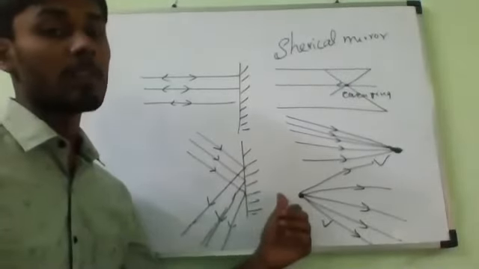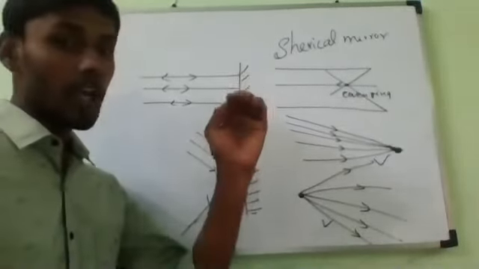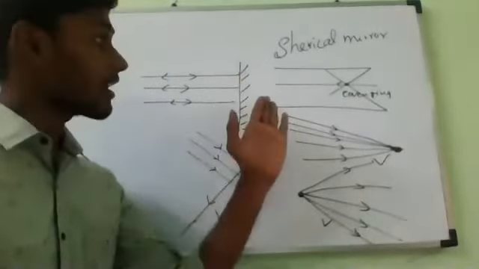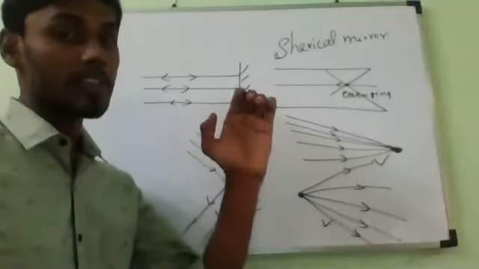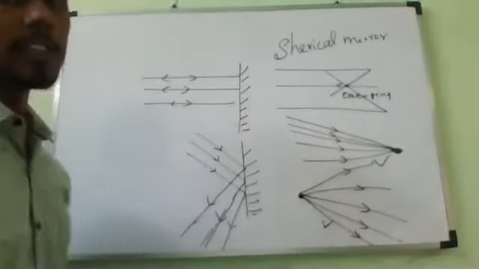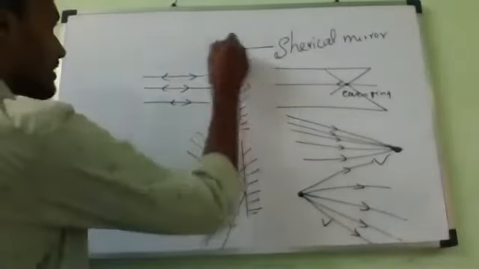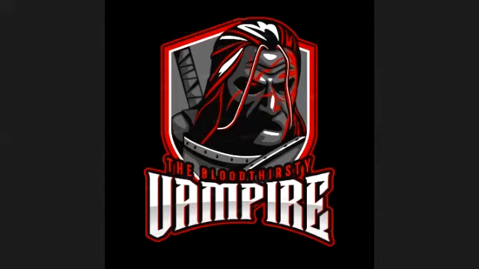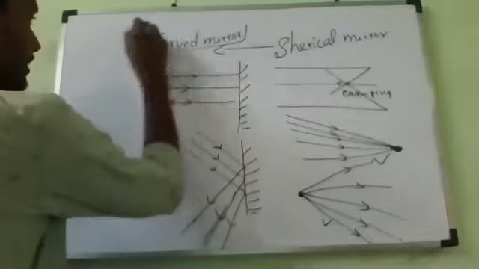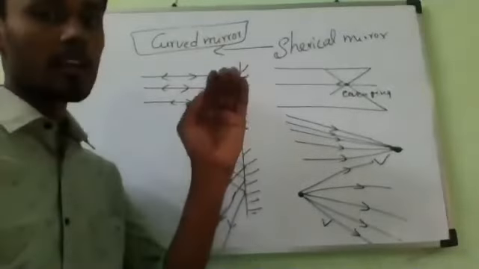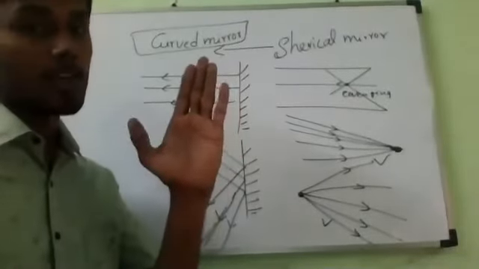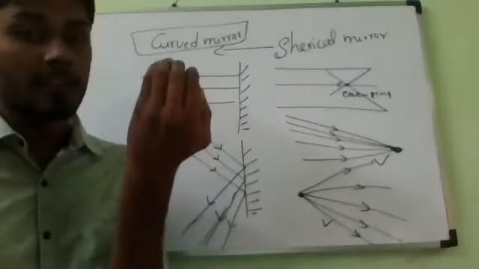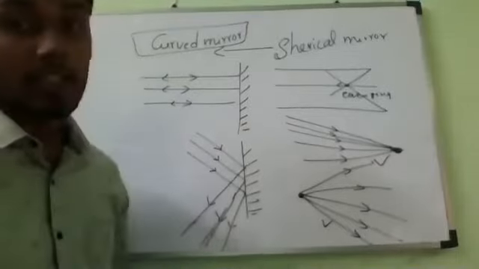These spherical mirrors have curved surfaces, not like a plane mirror. A plane mirror will be straight. So these spherical mirrors are also known as curved mirrors. Why do we call them curved mirrors? Because they are not straight mirrors, they have a curved surface. The surface will be like this or like this. That is why these are called curved mirrors.